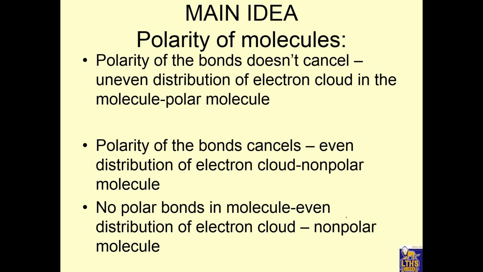Molecules will be polar if the polar bonds don't cancel each other out and there's an uneven distribution of electron cloud in the molecule. That's a polar molecule. If the polarity of the bonds cancels out and there's an even distribution of electron cloud, you get a nonpolar molecule. Or if you have no polar bonds in the molecule, done, nonpolar molecule.